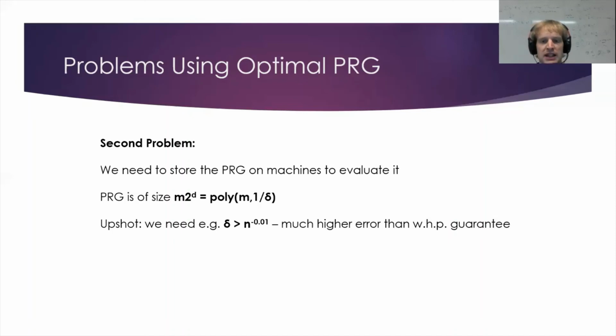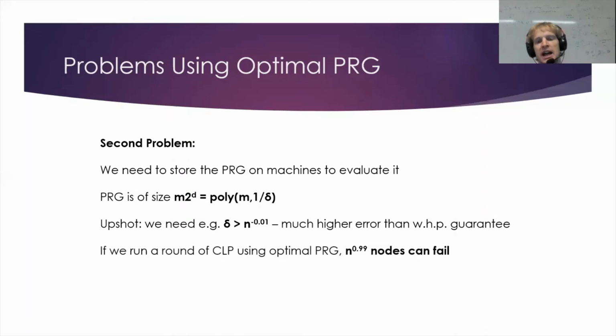What that means is that if we apply this PRG, we get this error probability at every node. And that means that if we try and run Chang-Li-Pettie's algorithm, say n to the 0.99 nodes won't satisfy the properties that CLP guarantees with high probability. Still a significant number of nodes that essentially fail and don't work as CLP says they should. So we have this failure probability.